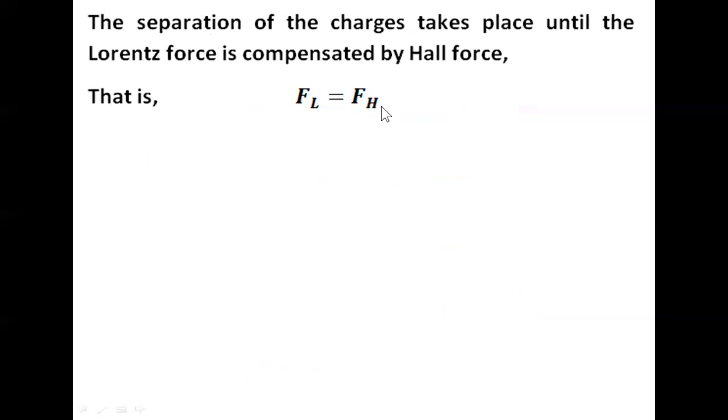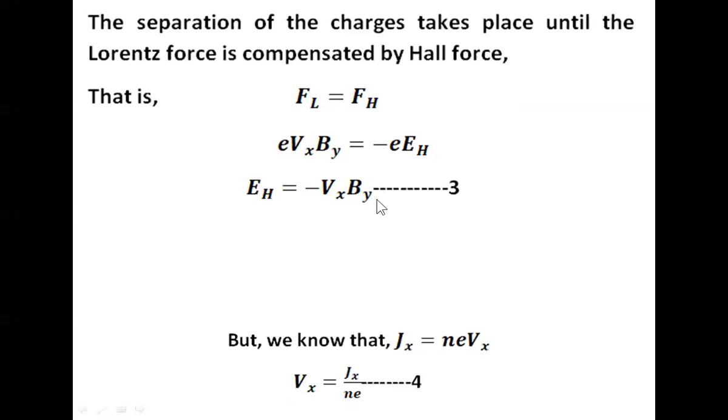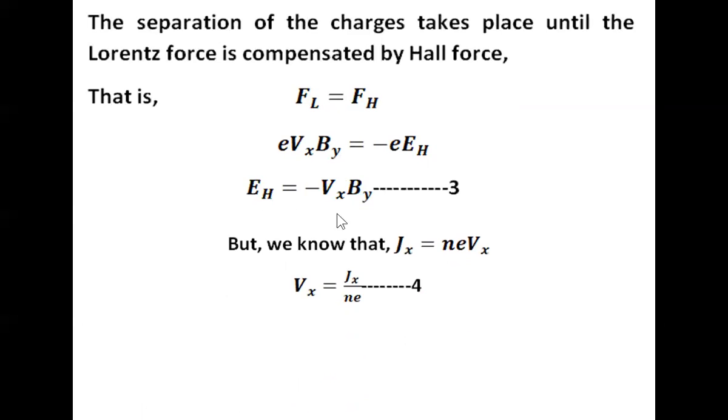If we substitute the magnitudes of these forces, the Lorentz force is given by E into Vx into By, which is equal to minus E into Eh. Here you can write down the expression for Hall field, which is given by minus Vx into By. Now, this Vx represents the velocity of the electron, which we have to convert into known quantities. We already studied the relation between current density and velocity in the classical free electron theory of metals, or the Drude-Lorentz theory.